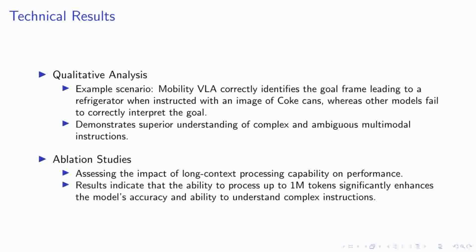Moving on to our technical results, let's delve into a qualitative analysis that highlights the effectiveness of the Mobility VLA. Consider a scenario where the user provides an image of Coke cans and instructs the system to find more. Here, Mobility VLA excels by correctly identifying the goal frame that leads to a refrigerator, showcasing its superior ability to interpret complex and ambiguous multimodal instructions. This contrasts sharply with other models that struggle to derive accurate interpretations from similar inputs.